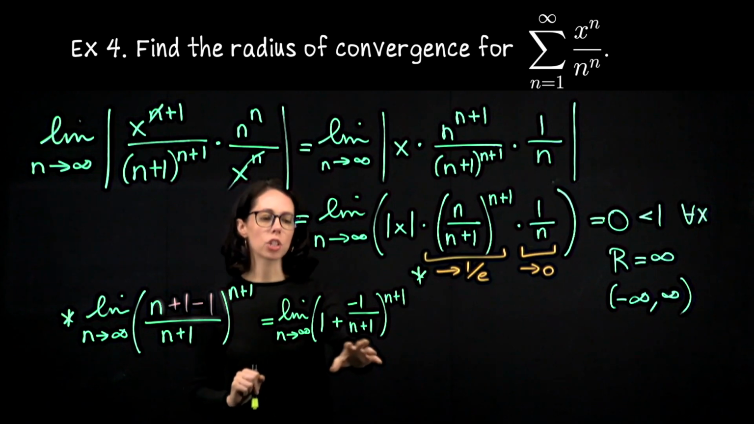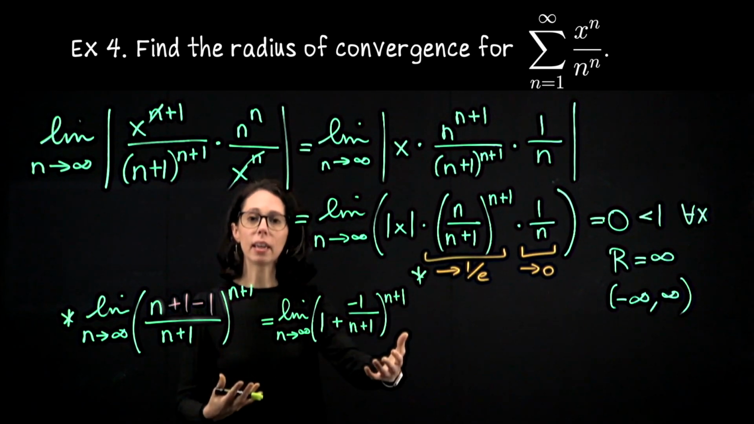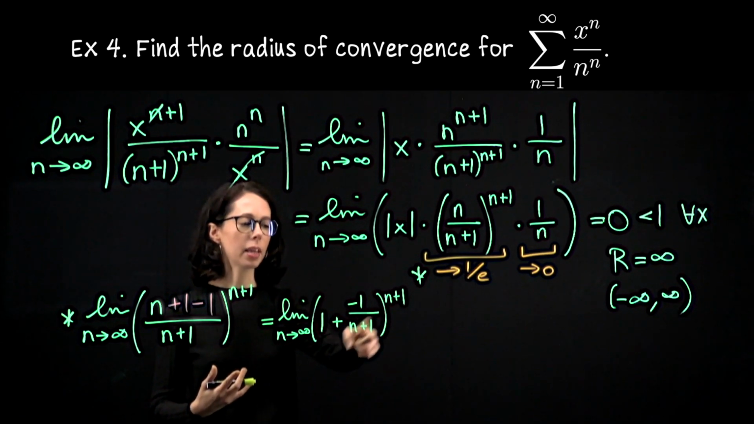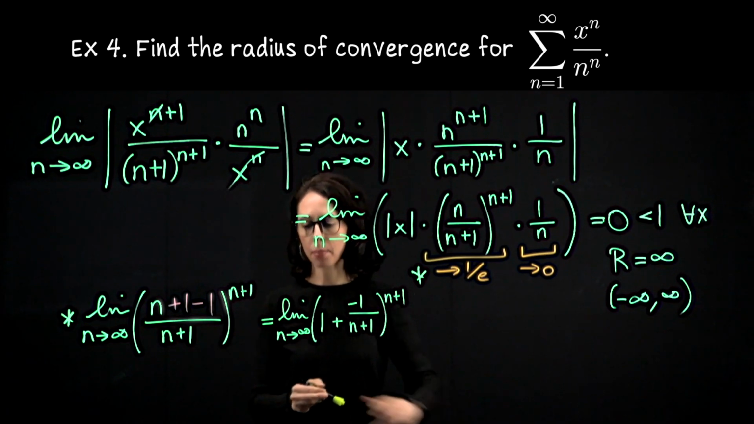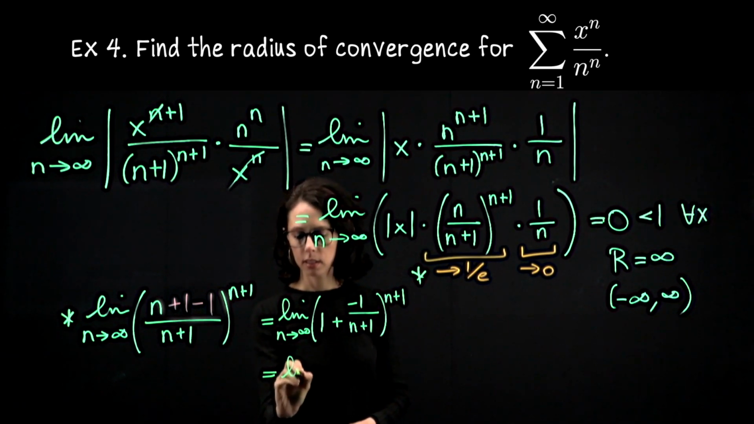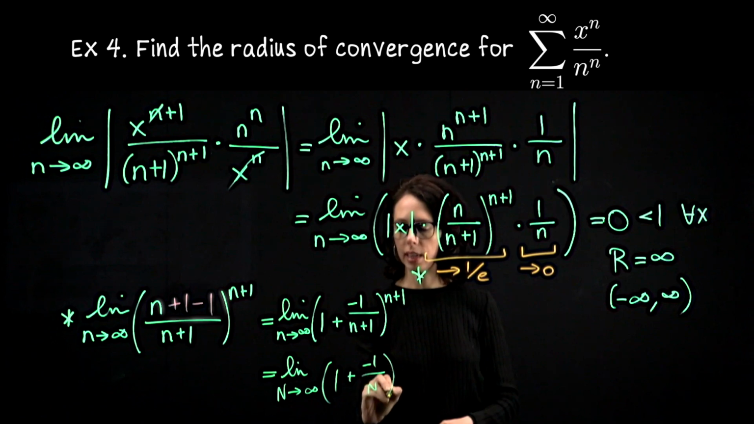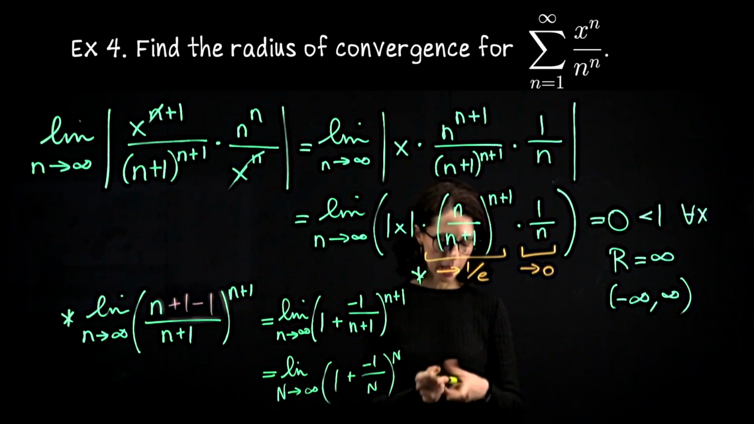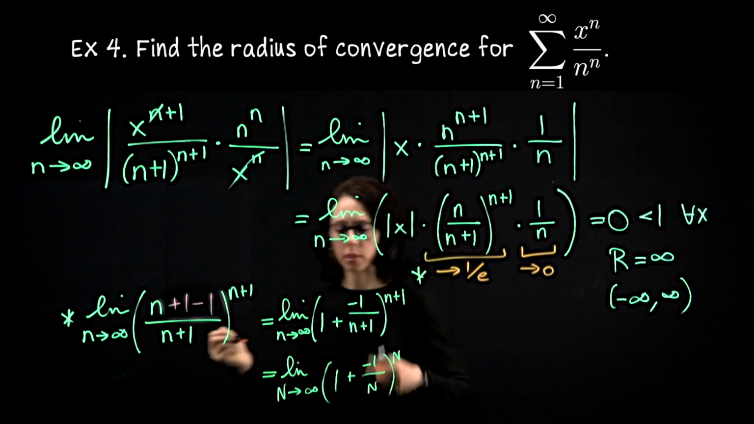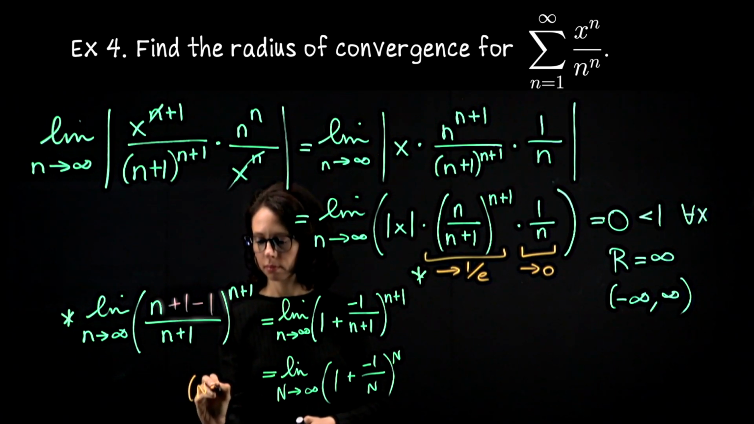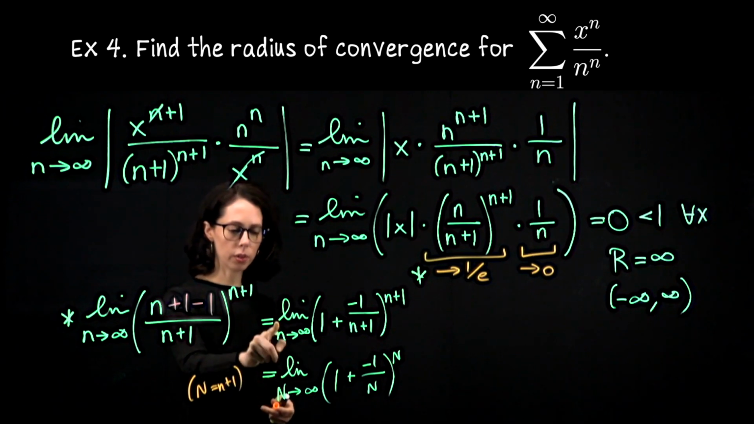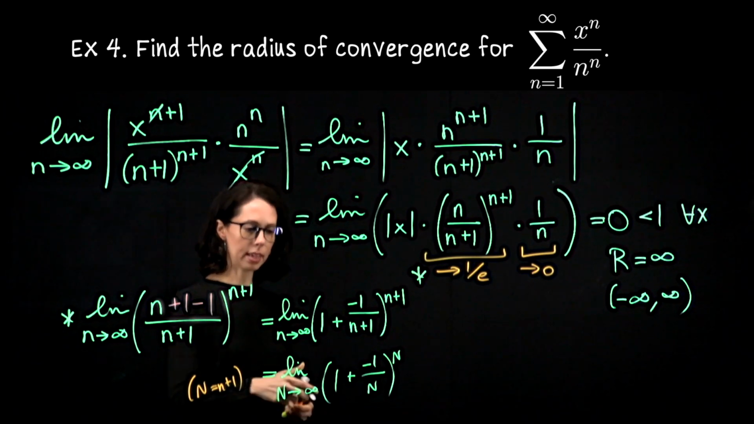If you don't see the relationship between this and the number e to a certain power, let me take n plus 1 here and just replace it with, say, capital N. So let's take the limit as capital N goes to infinity of (1 plus negative 1 over N) to the N, where capital N is just representing n plus 1. As n goes to infinity, capital N goes to infinity, so that's why I have this prefix here.